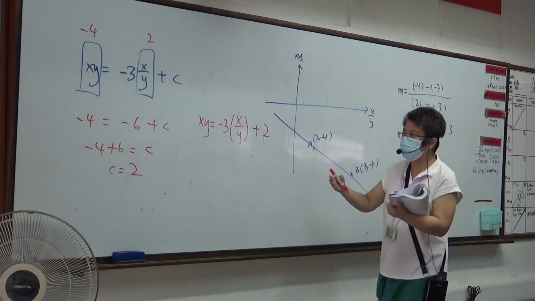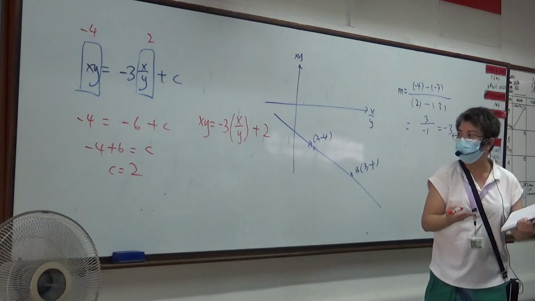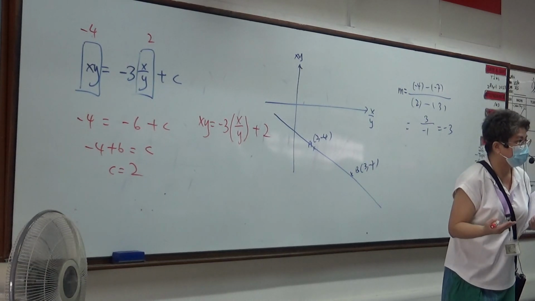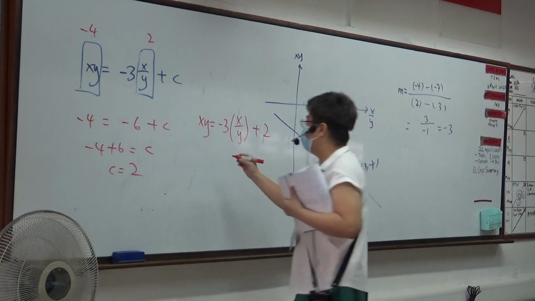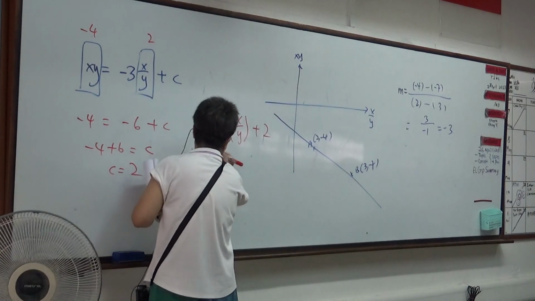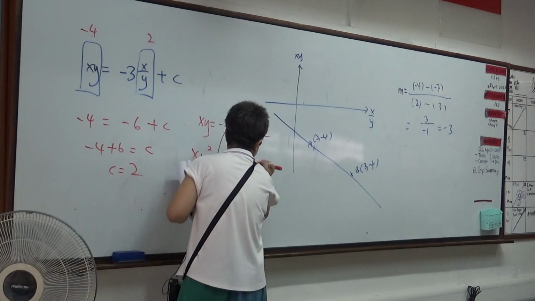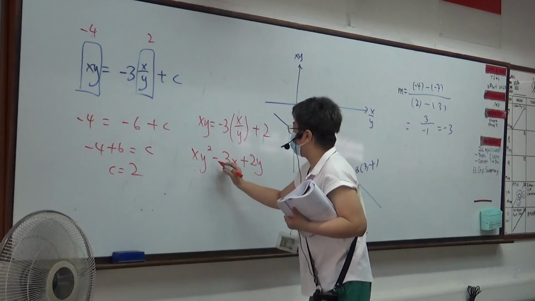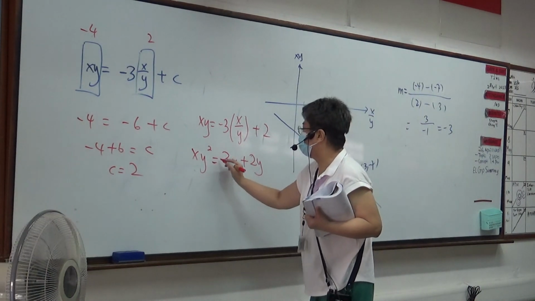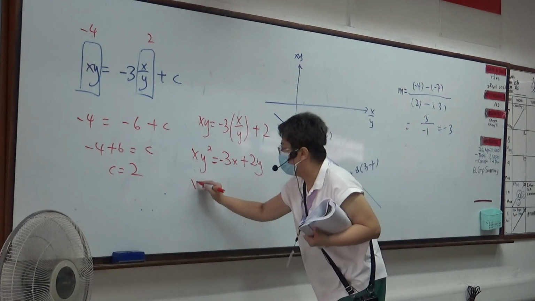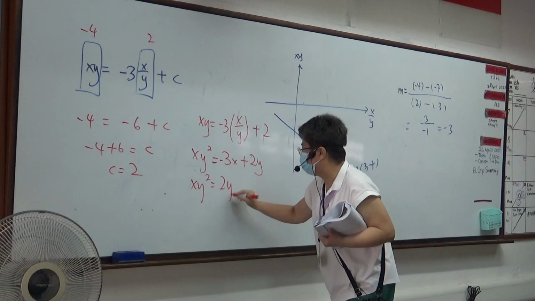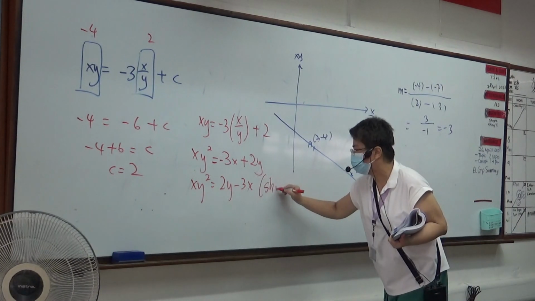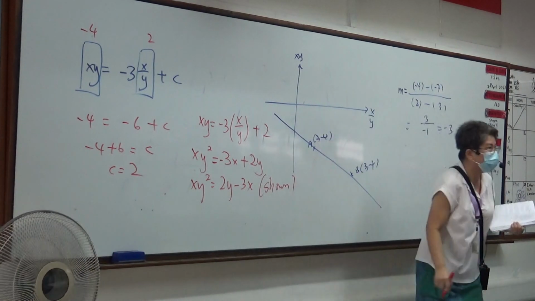So what do you think I must do in order to get that form? I must times what? Y, throughout, correct? If I times y, what do I get? Xy squared minus 3x plus 2y. Okay? I'm going to do a rearrangement. This is 2y minus 3x. So can you see that I have shown?